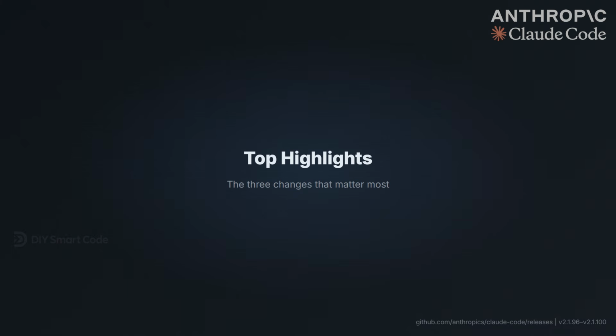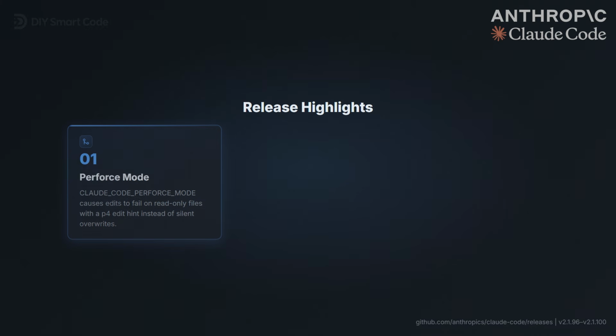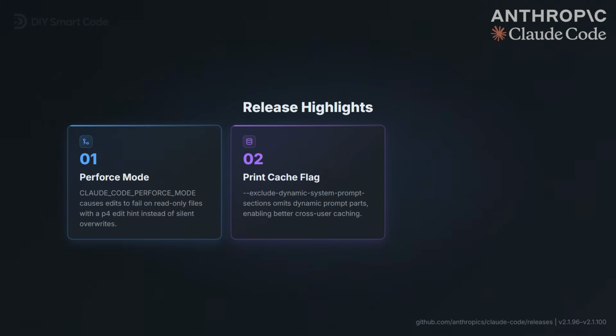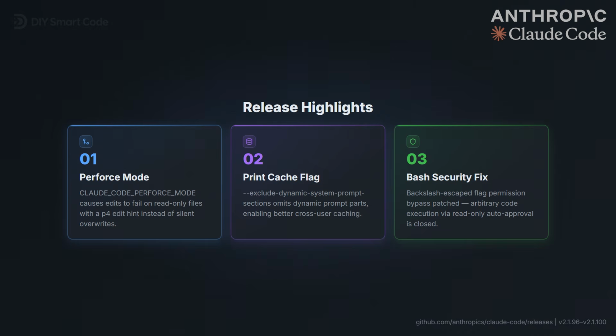Before we dive deeper, here are the 3 changes that matter most. First, Perforce mode protects read-only files with a p4 edit hint. Second, a new print mode flag improves cross-user prompt caching. And third, the bash / escape bypass is fixed.